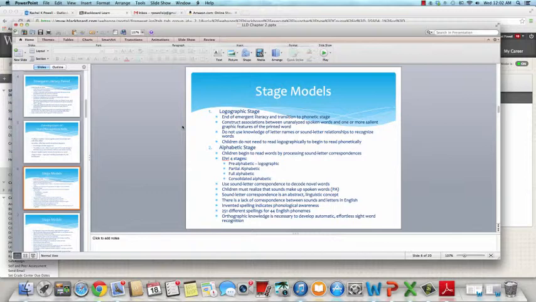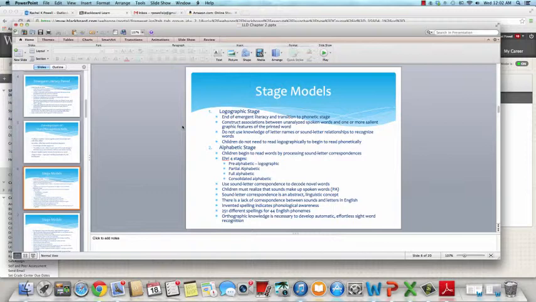All right, the logographic stage is the end of emergent literacy, so the end of that joint book reading, where I kind of know what a book does and that it is telling me a story. In the transition into the phonetic stage, they can construct associations between unanalyzed spoken words and one or more salient graphic features of the printed word, such as when you see the McDonald's sign and you see that M, and you know those arches are McDonald's.